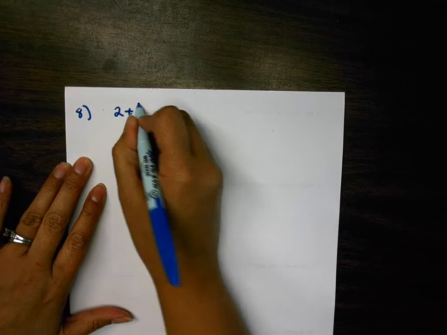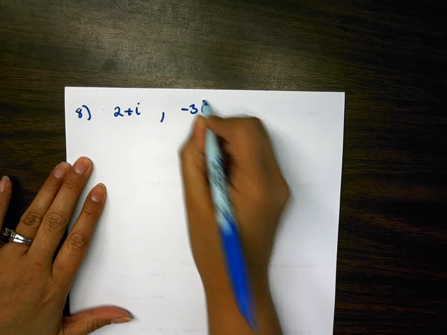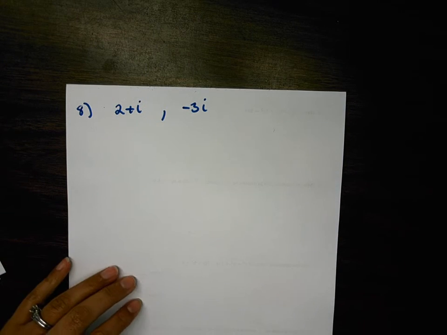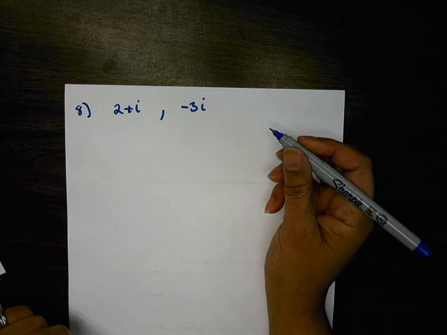8. Okay. Write the equation of a 4th degree polynomial function that has real coefficients and zeros of 2 plus i and negative 3i.